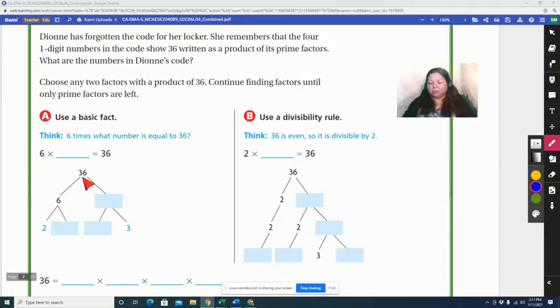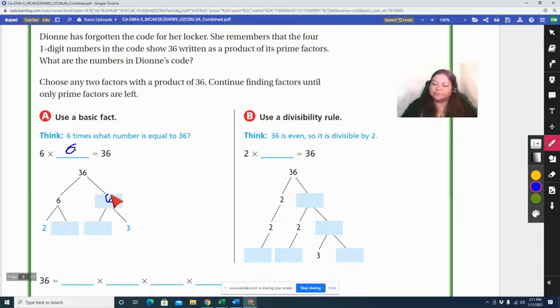How can we make 36? So here they started it off for us. So 6 times what number equals 36? Well, 6 times 6, right? If you know your times tables, you know that 6 times 6 is 36. So I'm going to write 36 and put two lines, like it's branching out. I'm writing 6 on one side and 6 on the other.